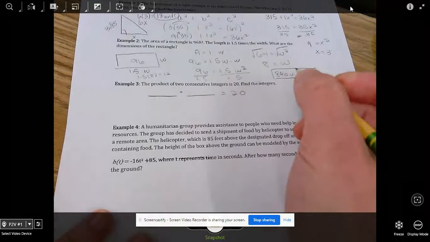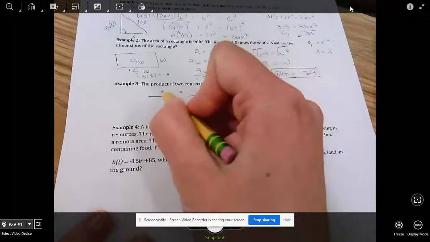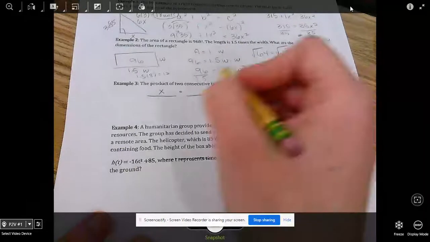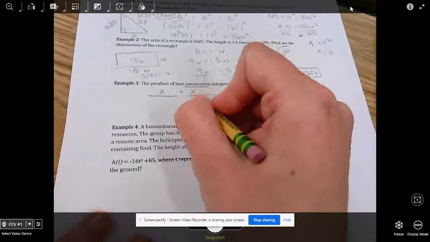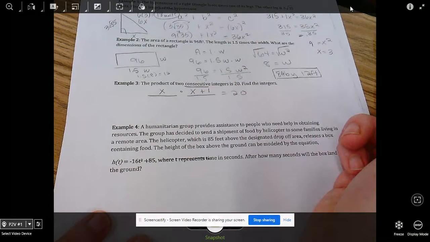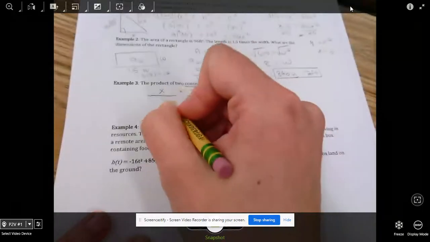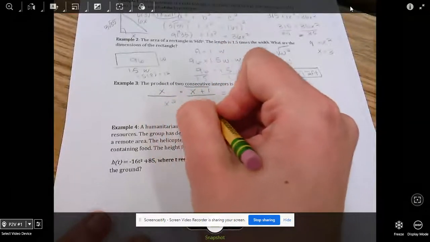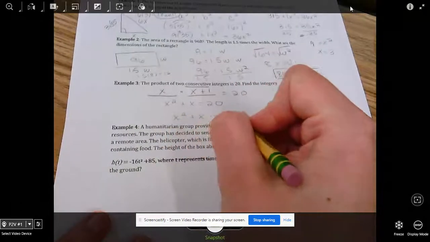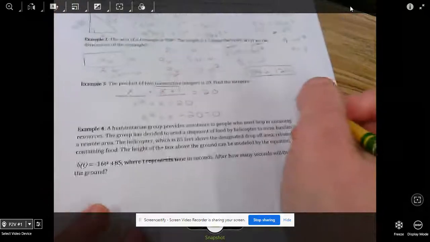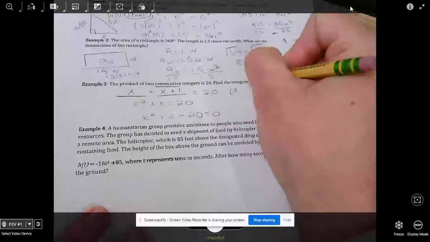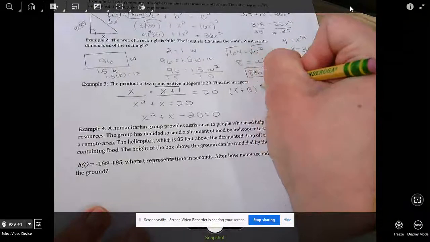Let's say I didn't know the first. I'd call that x. Well, the second one is consecutive, so it's going to be one more than x. So when I multiply, I'm going to get x squared plus x equals 20. So I'm going to get x squared plus x minus 20 equals 0. When I factor, I'm going to get x plus 5 and x minus 4.